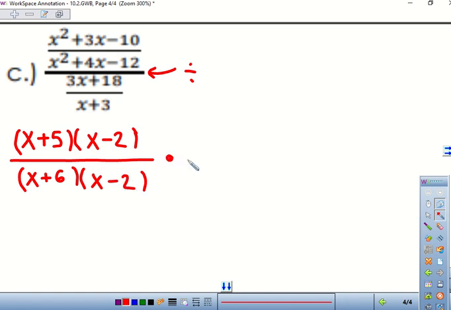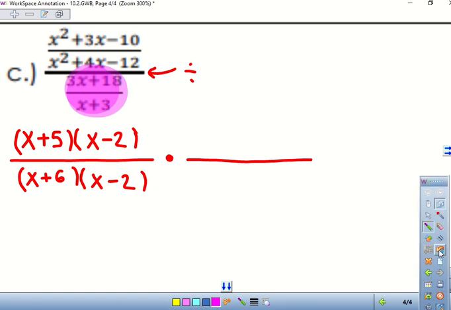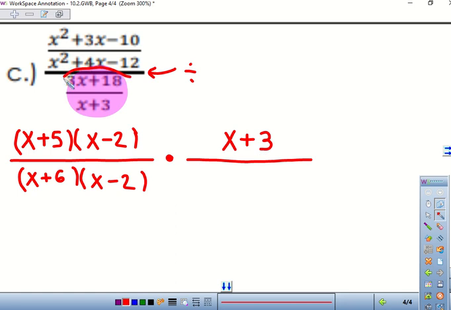This changes to multiplication. And when it does, remember, what do I have to do? Flip it. So my bottom is now my top is now my bottom. So this right here is now the bottom, and what can I factor out of it? 3.